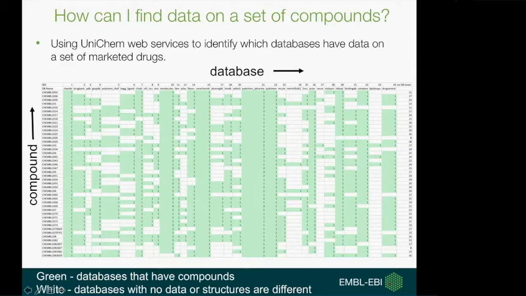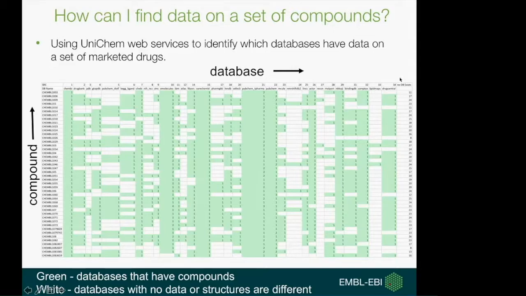So this is just a subset of them shown down on the left-hand side here, and then I ran the UniChEM web service, which did an exact match lookup across all these different databases that we have in UniChEM, so that you can now see coloured in green all the different databases which have the same compound structure as we have for one of these marketed drugs.